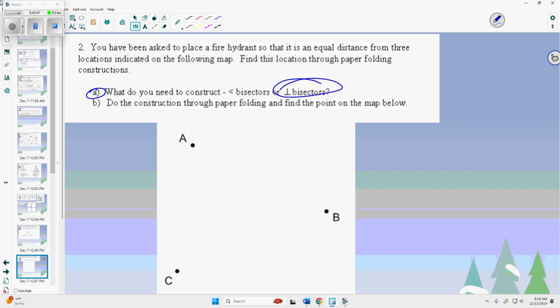Perpendicular bisectors. Okay, so now you are taking that second piece of patty paper that you had, and you are going to trace and fold for angle bisectors for the first one and perpendicular bisectors for the second one. You should be able to place them in opposite corners of your patty paper to hopefully be able to do that folding.